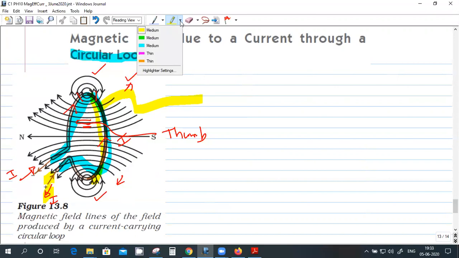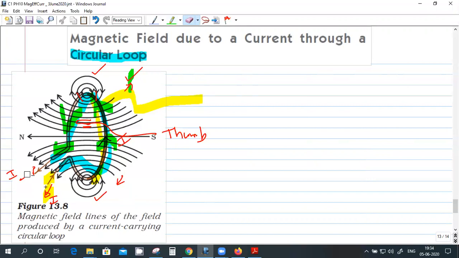With that understanding, the current is going in this direction, so this direction is correct, and it is into the paper. So this is also correct. And here it is coming out like this. So, minor confusion. The directions given in the book are correct for the current. It's going in here and then coming out here.